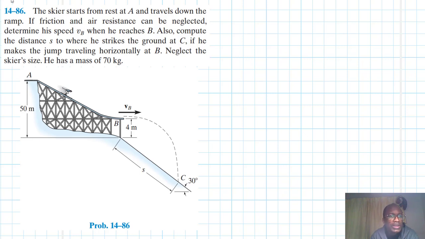The problem reads that the skier starts from rest at A and travels down the ramp. If friction and air resistance can be neglected, determine his speed at B when he reaches B, of course. Also compute the distance S to where he strikes the ground at C. If he makes the jump traveling horizontally at B, neglect the skier's size. He has a mass of 17 kg.